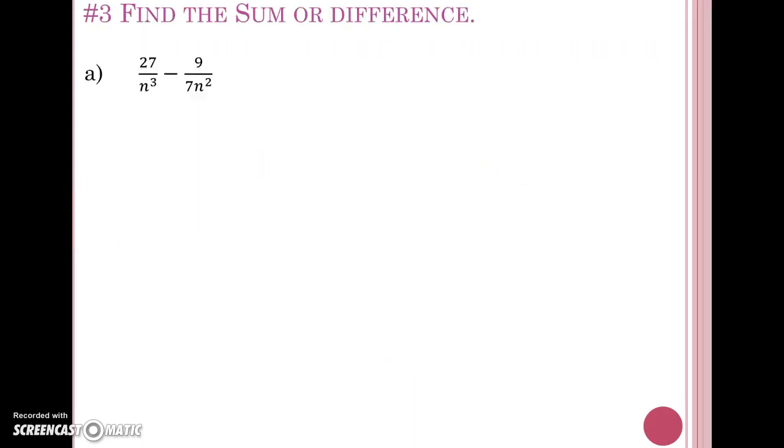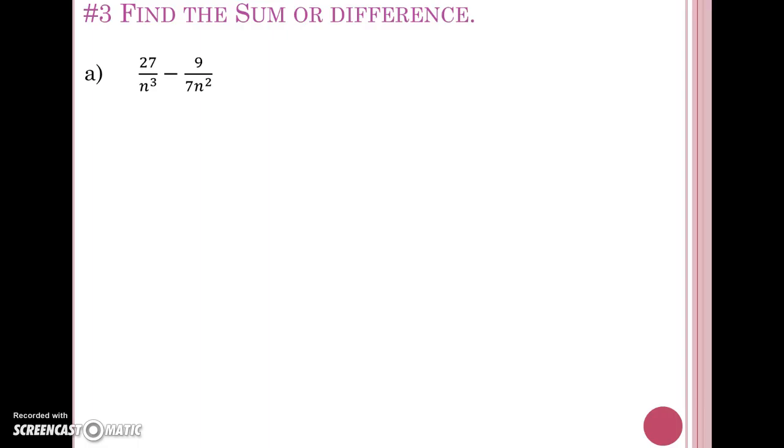Okay, let's try to put that into practice. Example 3 asks us to find the sum or difference again. Similar to what you did for number 1, except now you're going to have to get the LCD. So you're combining what you did with number 1 with number 2 in order to work out this next example.